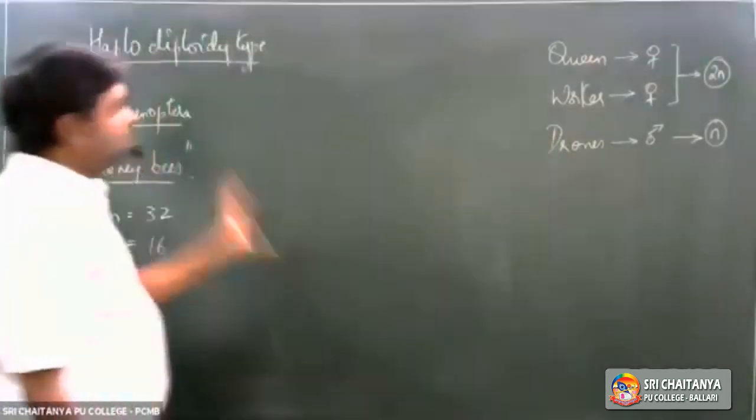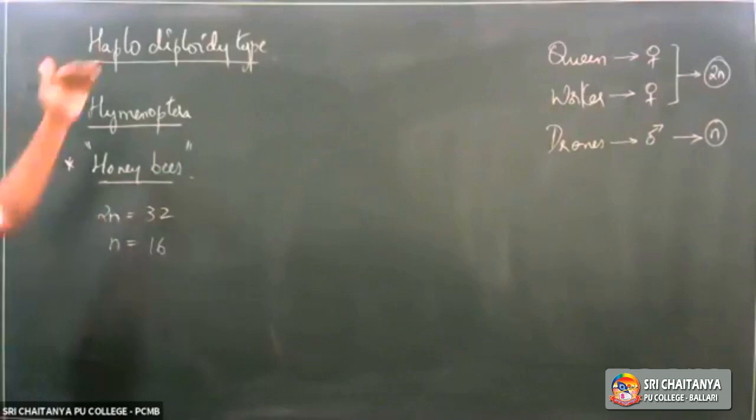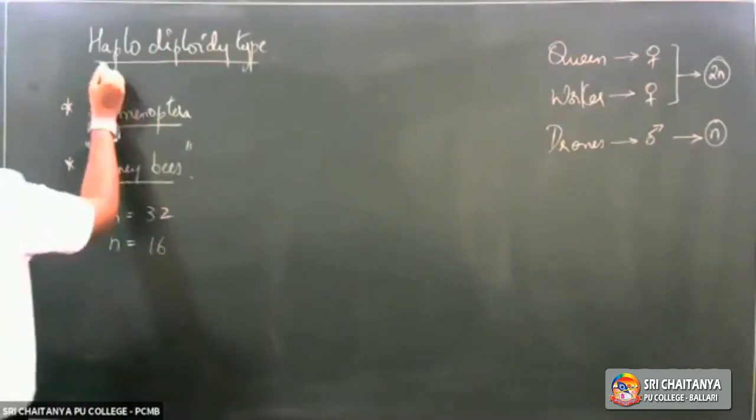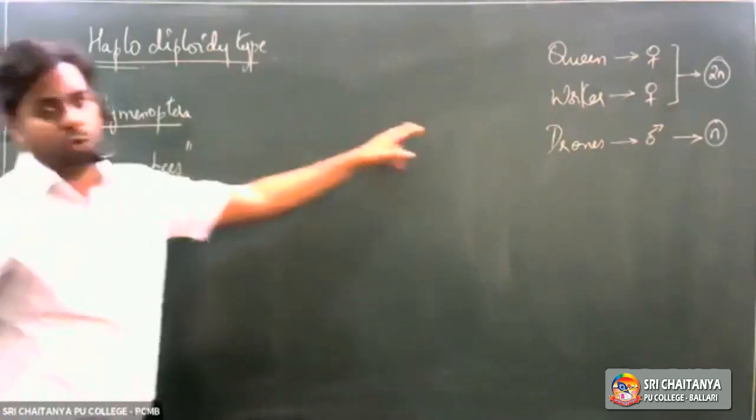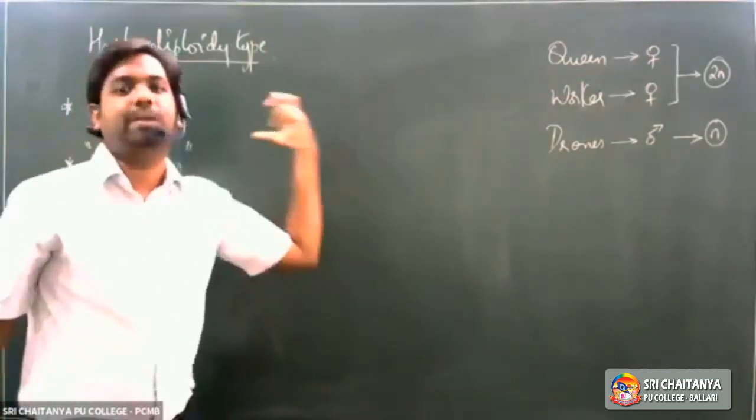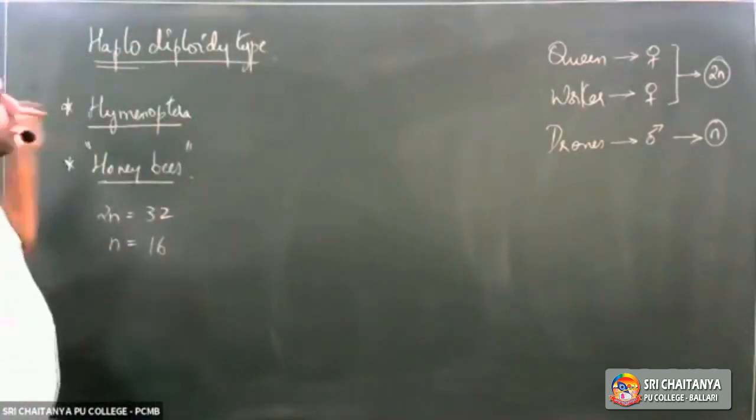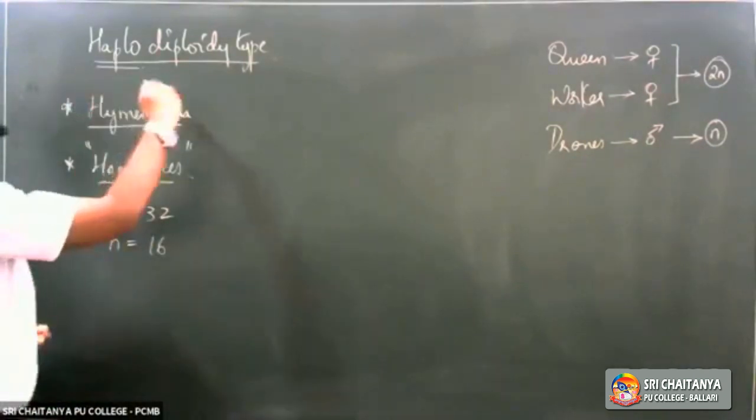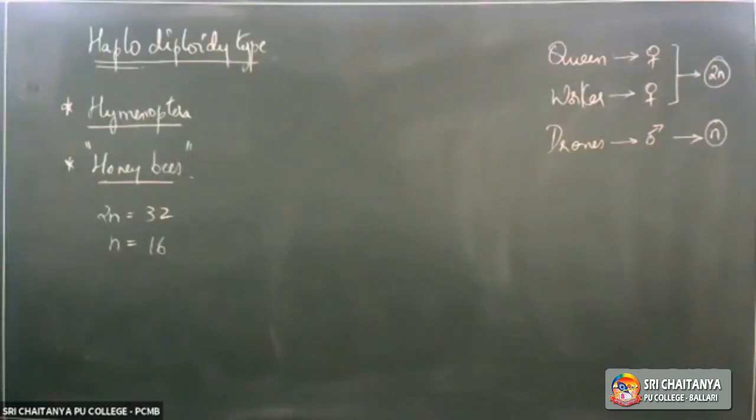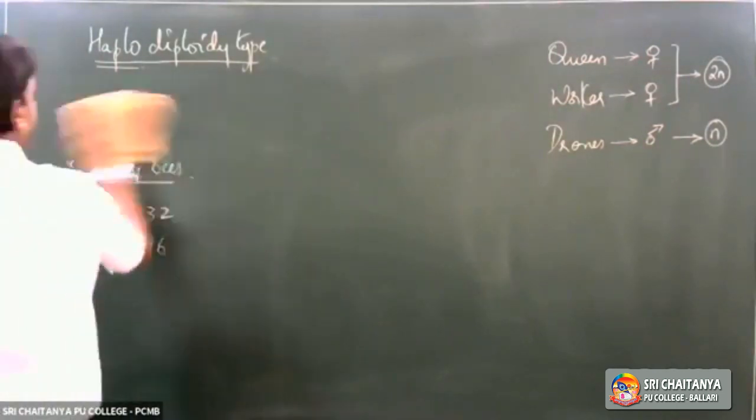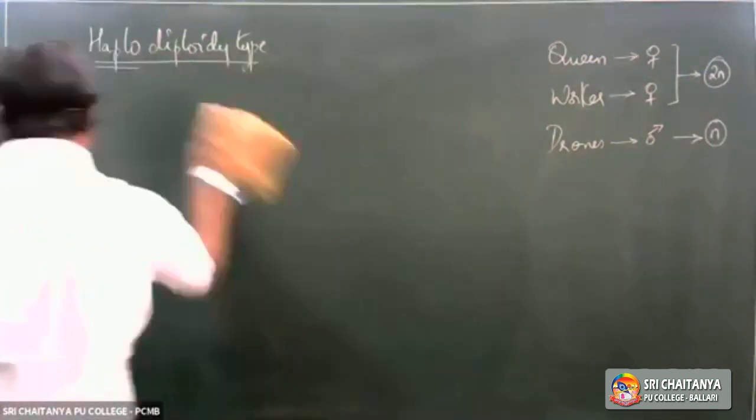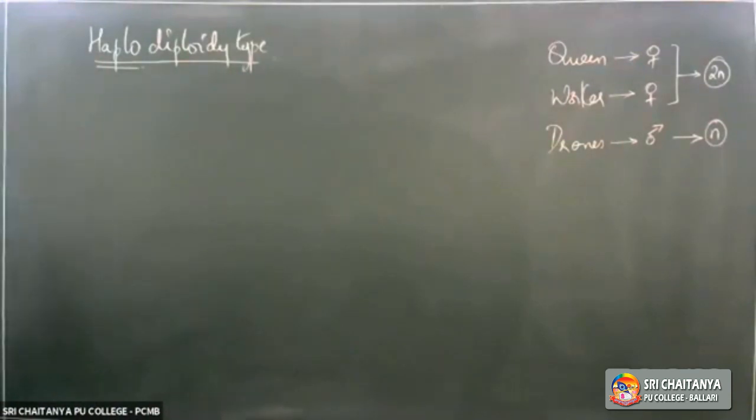So this is the basis of what we are actually going to take up. Let us talk about this haplodiploidy type of sex determination. Why have we called it haplodiploidy type? Haplo, because the drones are haploid. Diploidy, because queen and workers both are diploid in nature. So that type of sex determination, we call haplodiploidy type of sex determination. So let us see how exactly sex determination is done in these organisms.